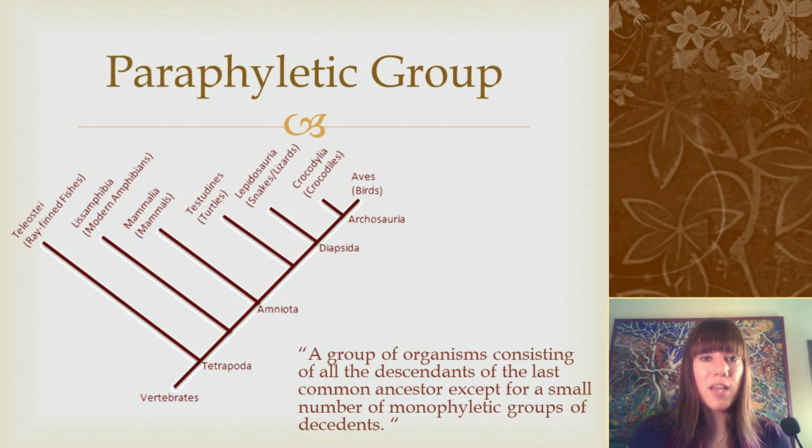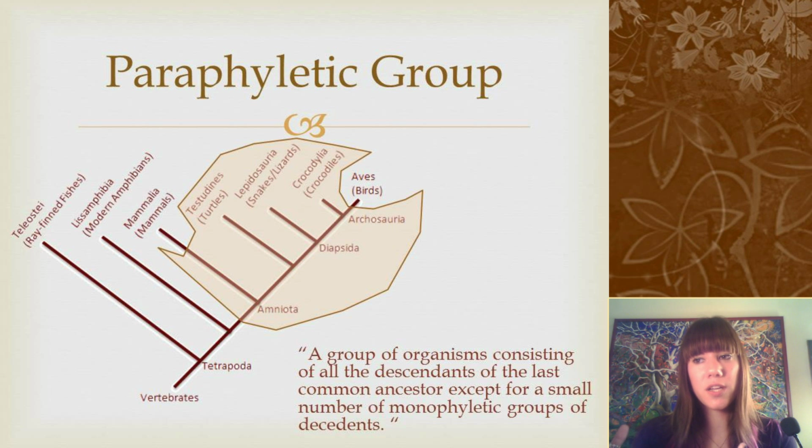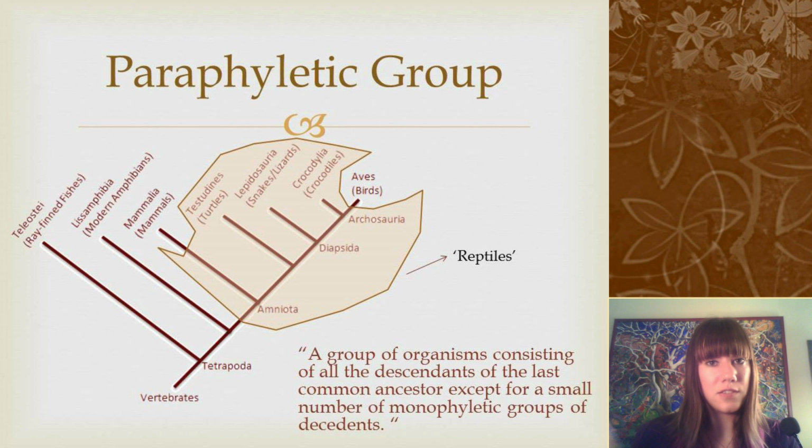Basically, this means that you take a group of organisms and you lump them together because it's convenient and they share pretty similar characteristics, and you conveniently ignore the ones that don't look quite right. A really great example of this are reptiles. If I talk about reptiles, you're like, oh yeah, crocodiles, snakes, lizards, legless lizards, alligators, monitor lizards.